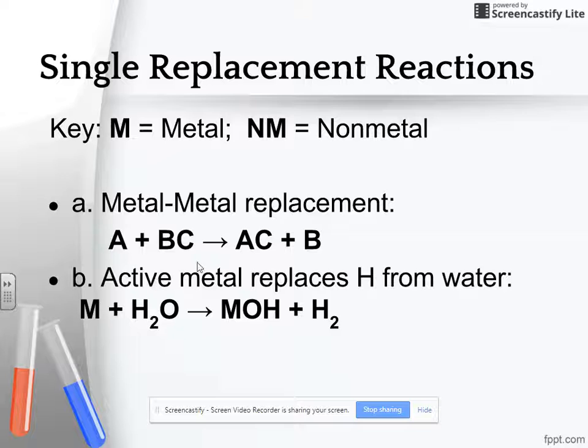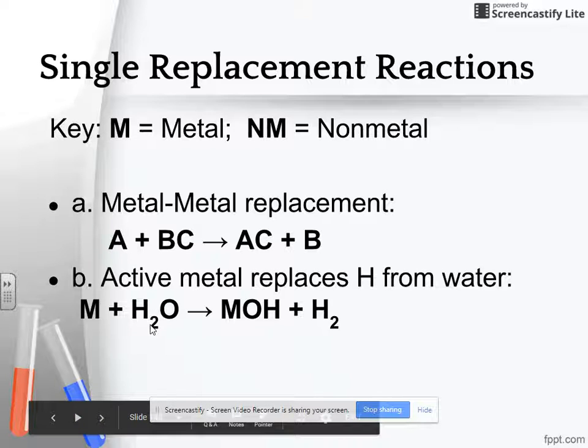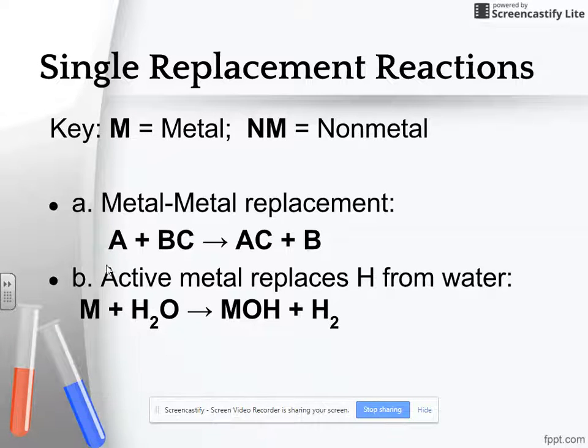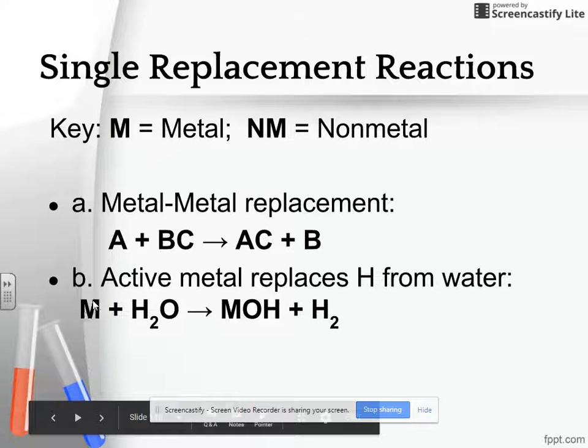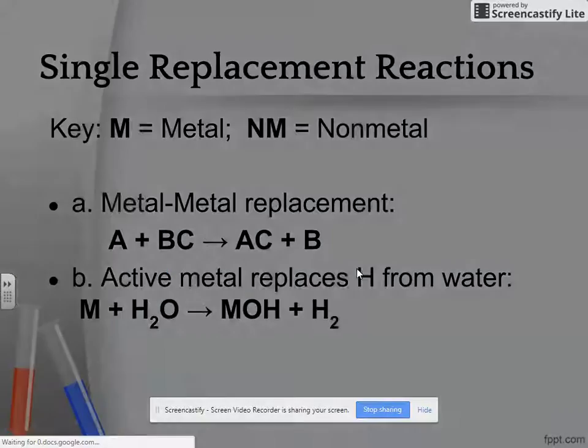Then we have an active metal replacing a hydrogen from water. You'll have a metal and it's going to replace the hydrogen inside of the water to form a metal hydroxide and hydrogen. What you have to see is that the metal will have to be higher than H on the activity series.